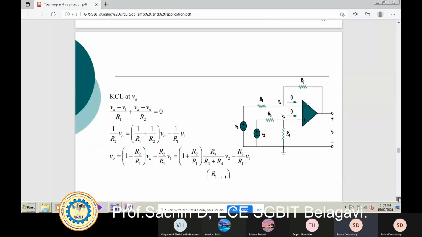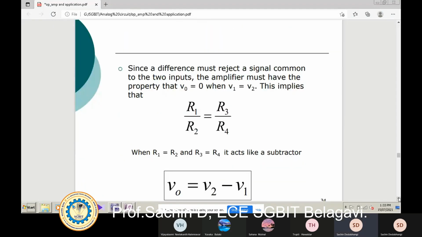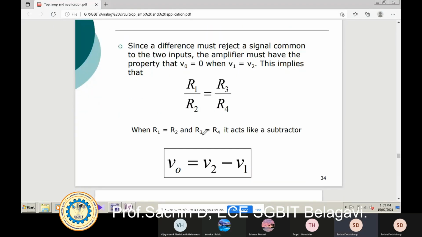So this is the derivation done for the gain. Here you can see if R1 is equal to R3 and R2 is equal to R4, then it acts like a subtractor. It means, if I take this differential amplifier in this way, I will write here instead of going back to that slide. So this is my differential amplifier, right? This is plus and this is minus. So I'm drawing it again here, the differential amplifier. This is my V1, this is my V2.